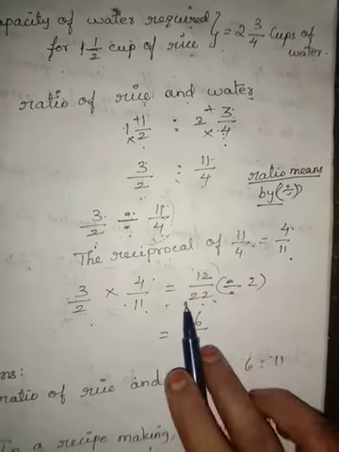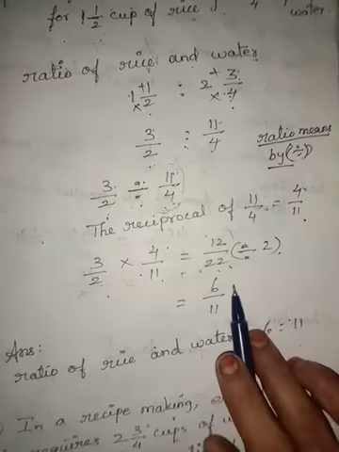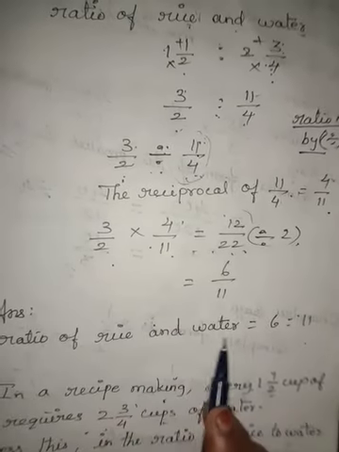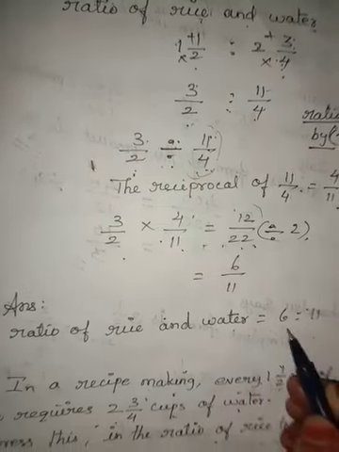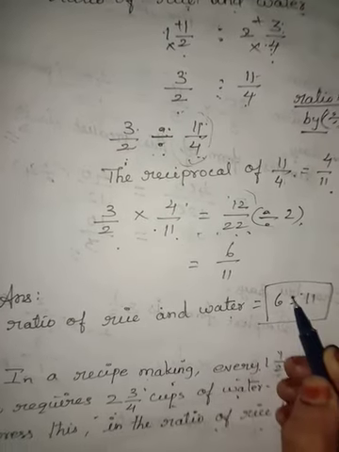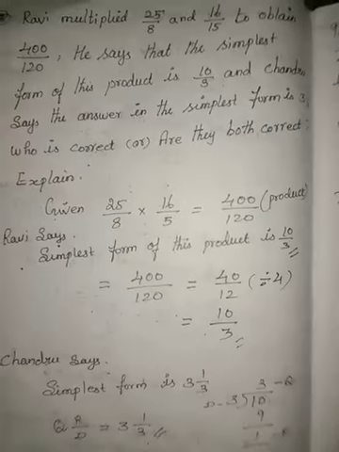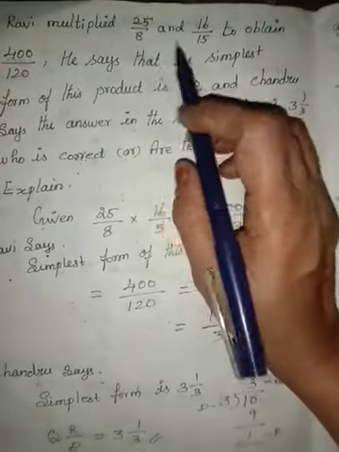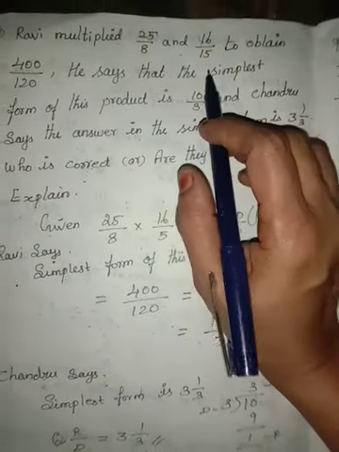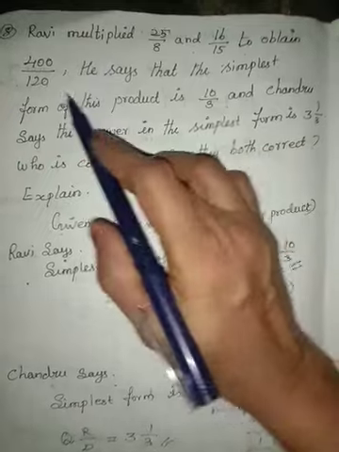We get 12 by 22. It can be reduced by 2, so we can write 6 by 11. It is in division form. So the ratio of rice and water in ratio form is 6 is to 11.